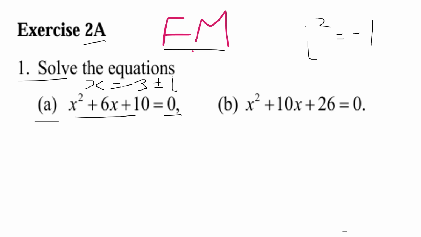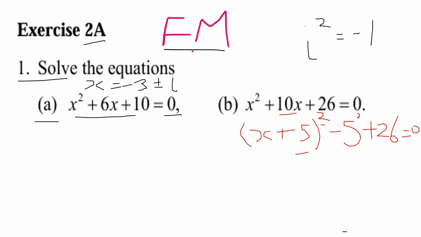Again, part B: solve x squared plus 10x plus 26 equals 0. Again, completing the square. We have x and then plus half the coefficient of x, that's half of 10, which is 5. Close the brackets and square it, then subtract this number squared, so minus 5 squared, plus 26 is equal to 0. That'll be minus 25 plus 26, so plus 1.